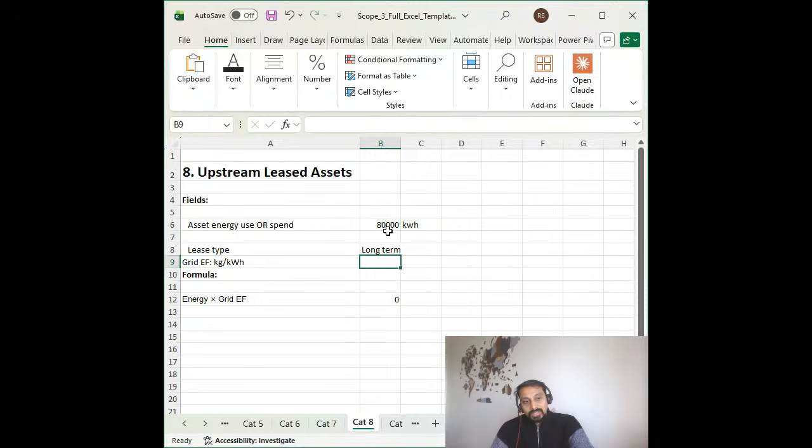Here you have to consider your regional grid emission factor, which comes under kilogram per kWh or tons per MWh. So as per the UK DEFRA, the emissions factor is 0.23, and overall it's coming under 18,400. So if you convert into tons, it becomes 18.4. So that is the category 8.